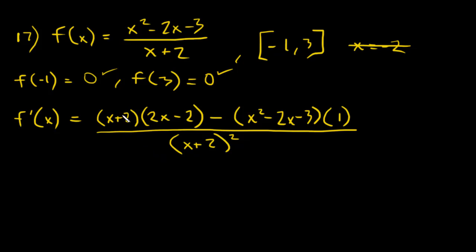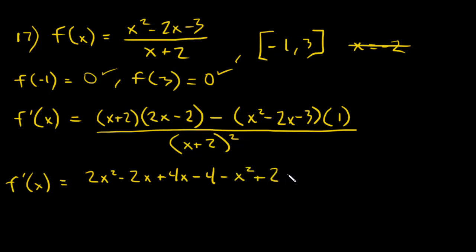Okay, so I'm going to distribute all this so I can collect like terms. So I'll get f prime of x is equal to, here we go, 2x squared minus 2x plus 4x minus 4, and then distribute this negative sign here, minus x squared plus 2x plus 3. And all of that is going to be over x plus 2 quantity squared.